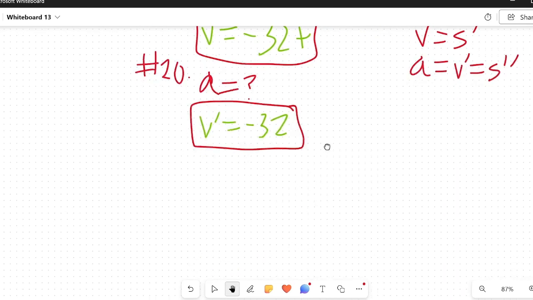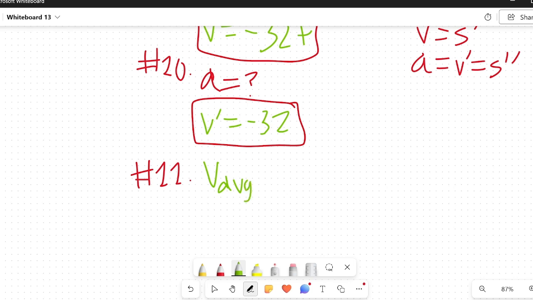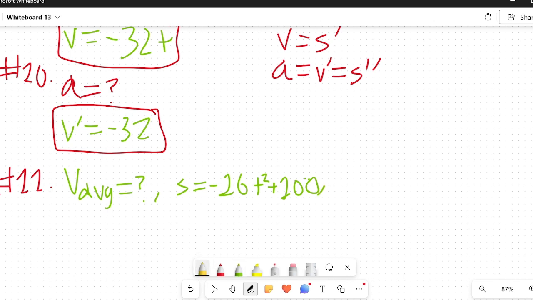But now for an 11th problem, for problem number 11, let's try to find v average, the average of v, if s equals negative 16 t squared plus 100, over the interval 1 to 2, from 1 second to 2 seconds. What is the average velocity?